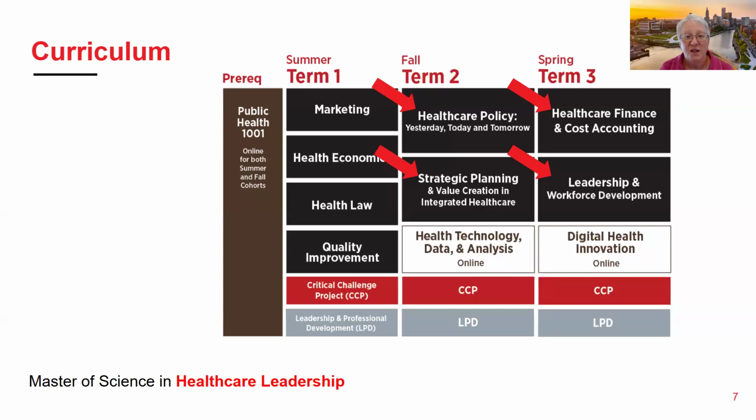Also in the fall term is our strategic planning course, and that is both aimed at strategic planning process itself and how to organize it, as well as the basis for implementation. It's one thing to create a strategic plan, and it's another to think about how is that going to be implemented and executed on.